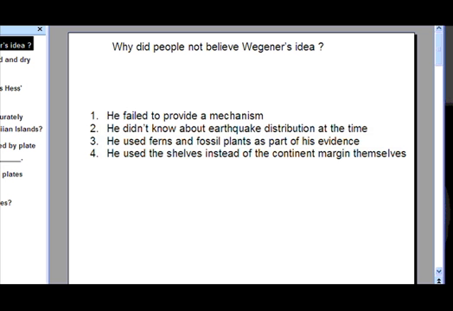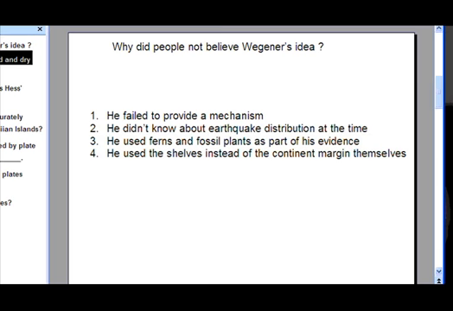Well, three of those things expressed different lines of evidence that he used: geology, fossils, the fit of the continents, paleoclimate. Those are all things he used in order to support it. The one thing he lacked was a viable mechanism, so that's where he ran into problems.